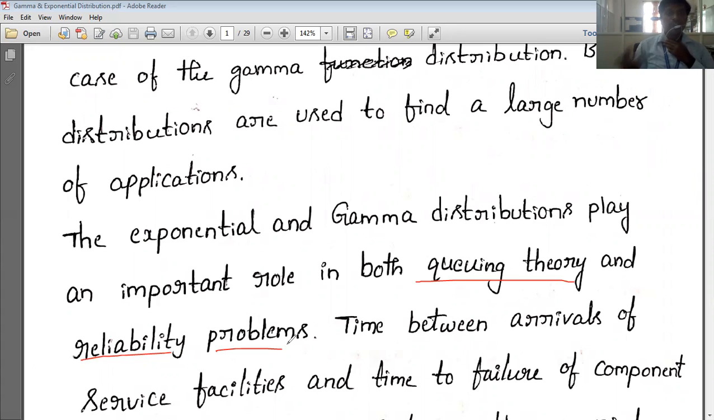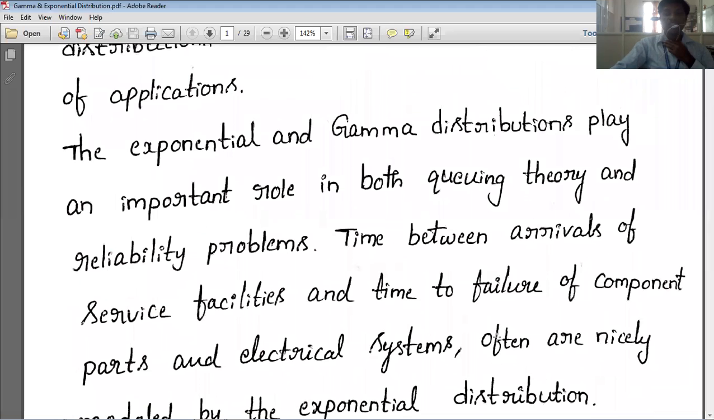We go there and form a queue for taking service. How much time is taken for providing service to each passenger can be worked out using gamma distributions. In the same way, difficult reliability problems can also be calculated using gamma distributions. And next, the exponential distribution is the special case.